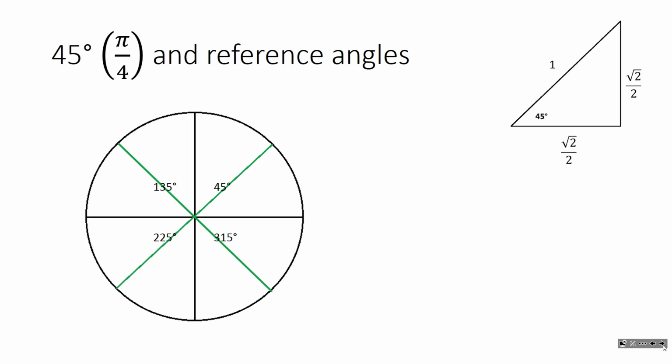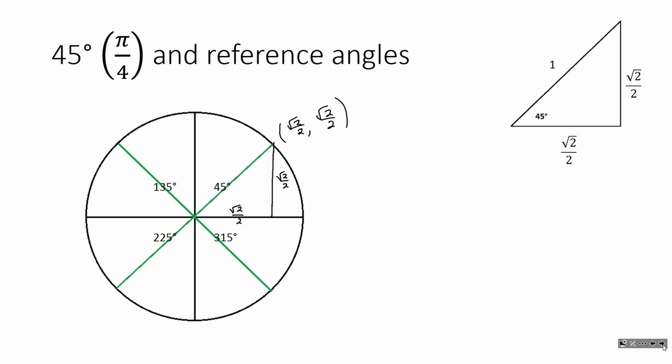Next, I've indicated here as green lines 45 degrees, 135, 225, and 315. And let's look at the 45 degrees. If I drop a vertical line down here, I form a right triangle. And I've reproduced the special right triangle that we'll be using for this problem. Notice that the x value here would be square root of 2 over 2. And also, the y value would be square root of 2 over 2. So the coordinates there would be (square root of 2 over 2, square root of 2 over 2).